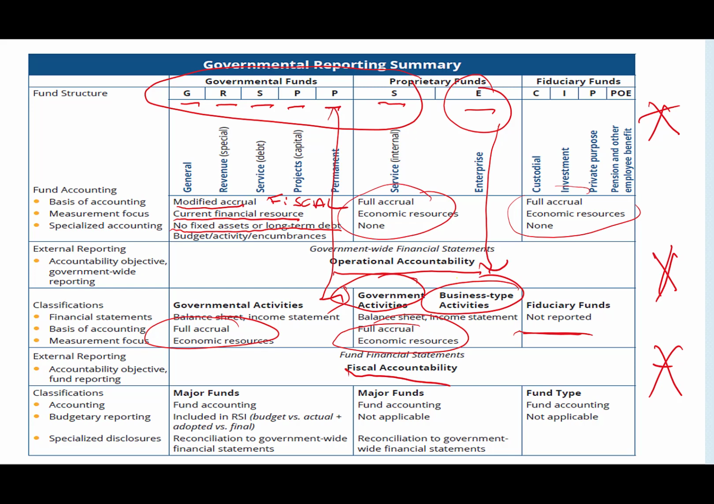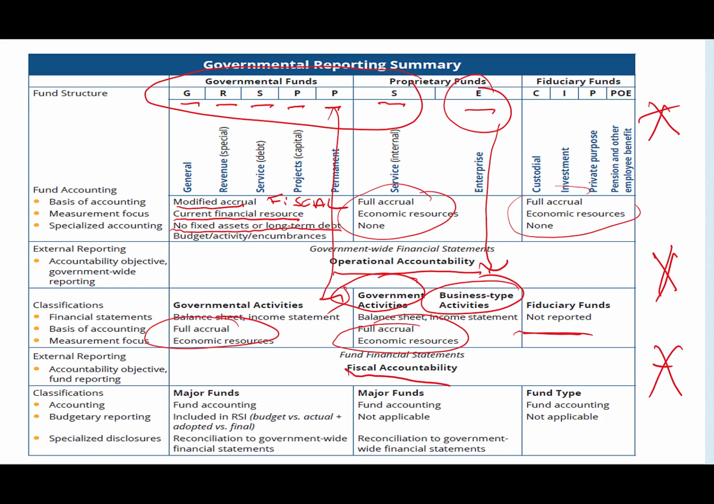Now, I've also given you the type of accounting that is used in each one of these categories. So we've got the modified accrual basis of accounting, fiscal accountability, right? And therefore, current financial resources measurement focus. And therefore, there are only current items. There are no fixed assets, no long-term liabilities, right? Of course, when we get to our proprietary funds and our fiduciary funds, full accrual accounting. So we, of course, will have fixed assets, right? Now, we have our government-wide statements, which use operational accountability, full accrual basis, economic resources.